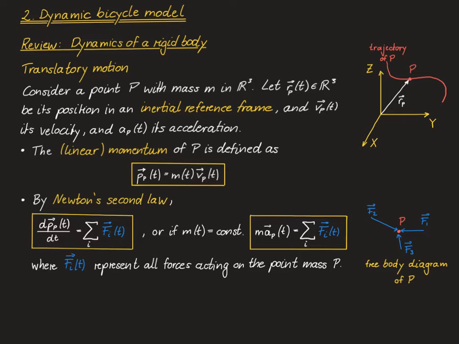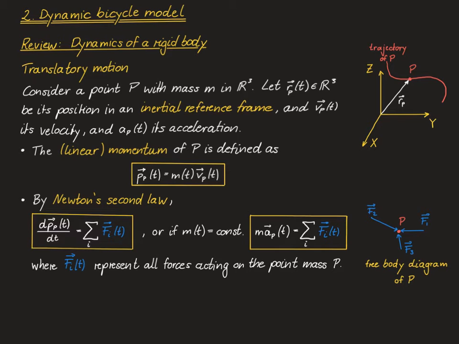As we know from our basic class in mechanics, by Newton's second law, we have that the time derivative of the linear momentum is equal to the sum of all forces acting on the point mass P. Or in the particular case where the mass is constant, we have that mass times the acceleration of the point mass is equal to the sum of all forces acting on the point mass P.